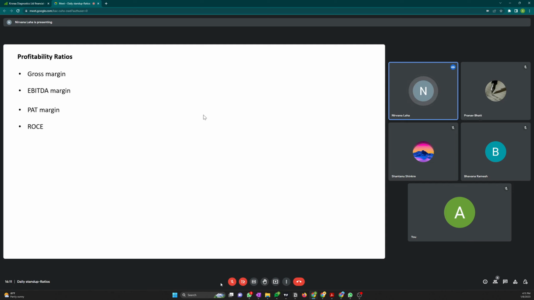ROCE full form is return on capital employed. So who can give me the formula for ROCE? Let's break it down. Return on capital employed. So let's look at capital employed. Last time we had discussed something about sources of capital and uses of capital, right? So can you tell me what can be the two components of capital employed? Like what kind of capital can a company employ?